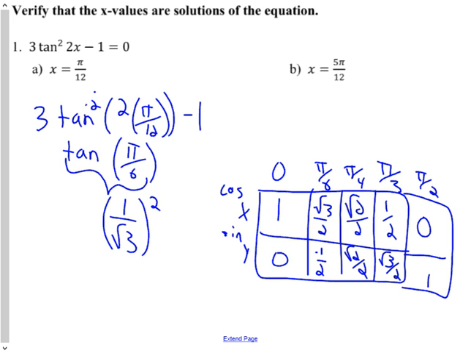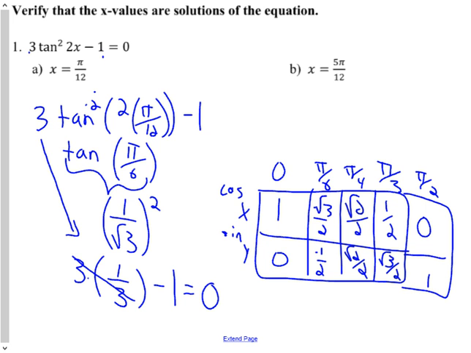And now we're going to square that. So the square of 1/√3 gives us 1/3. And now bringing back the times 3 and minus 1 from the rest of the equation. Right? So 3/3 is 1. 1 minus 1 is 0. And so that verified that it worked.